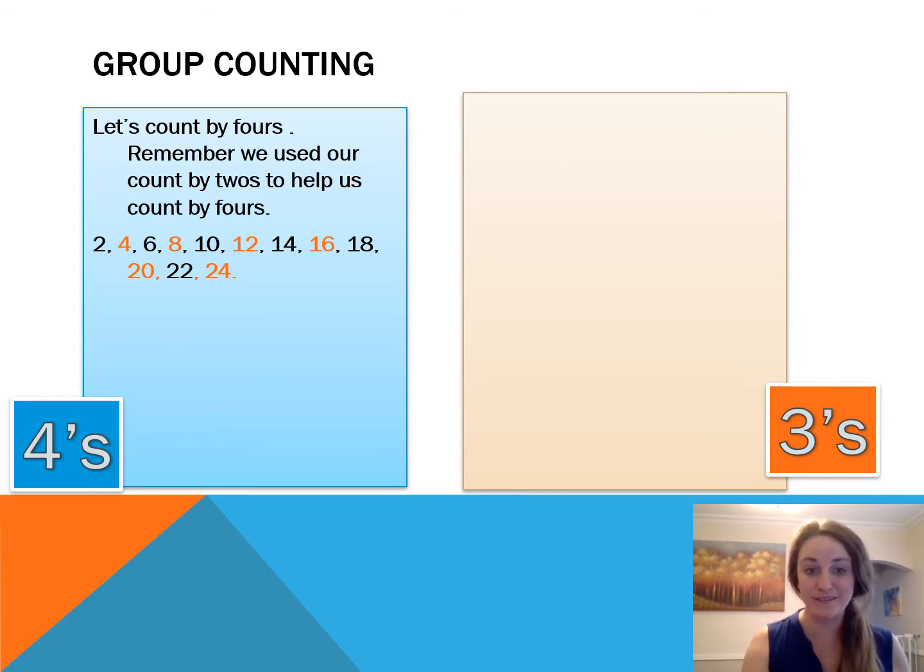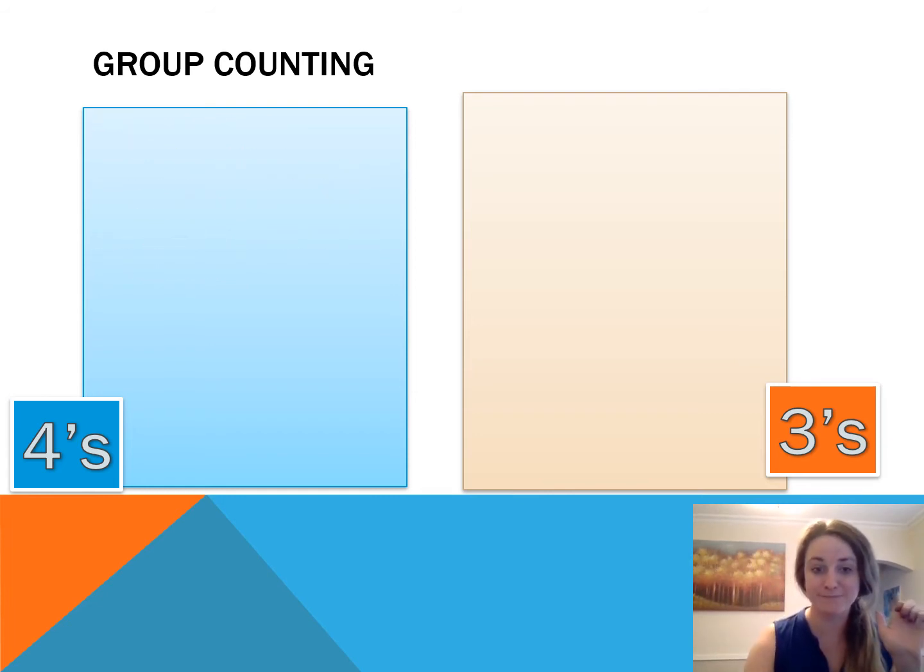Let's count by fours. Remember, we used our count by twos to help us count by fours. Let's wiggle it out, bring it closed, count by fours to 24, and go. 4, 8, 12, 16, 20, 24.